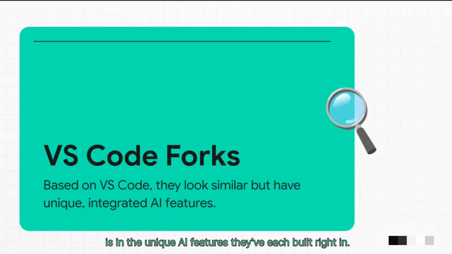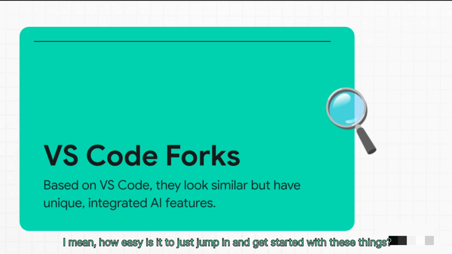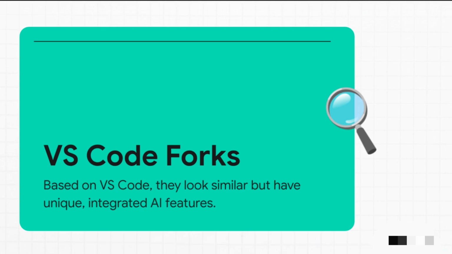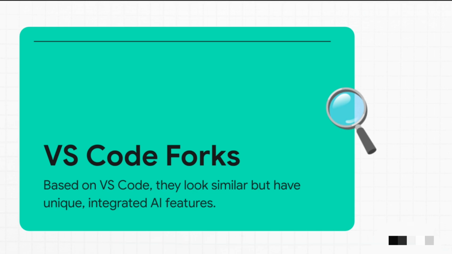Now, before we start picking them apart, you got to know they actually share the same DNA. Both of these tools are what you'd call VSCode forks. All that means is they're built on top of the super popular Visual Studio Code editor. So right away, they're going to look and feel pretty familiar. But the real battle, the magic ingredient, is in the unique AI features they've each built right in. That's where the competition really heats up.